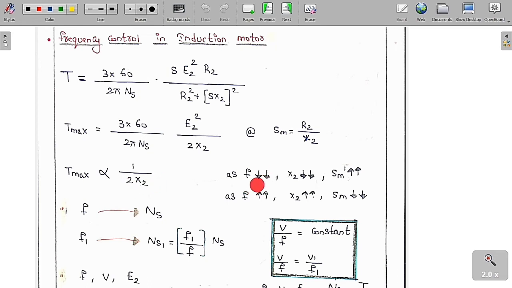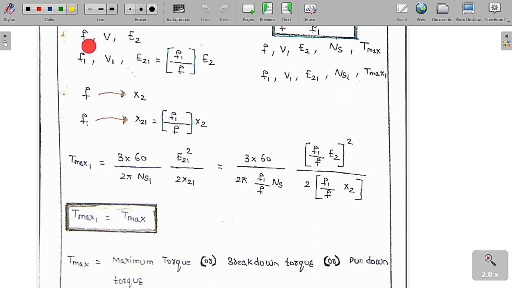As the frequency decreases, the rotor reactance decreases and the slip at maximum torque will increase. As the frequency increases, the rotor reactance increases and the slip at maximum torque will decrease. ns is equal to 120 f by p, so ns is always directly proportional to f. For a given f, the synchronous speed is ns. For the new frequency f1, by cross multiplication, the new synchronous speed ns1 is equal to ns into f1 by f. We keep the V by f ratio constant, so V by f is equal to V1 by f1. For a given supply frequency f and supply voltage V, the EMF induced in the rotor is E2.